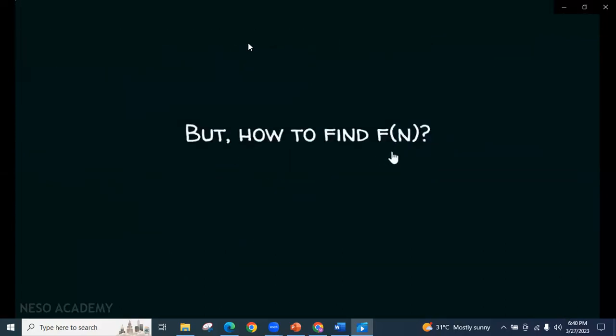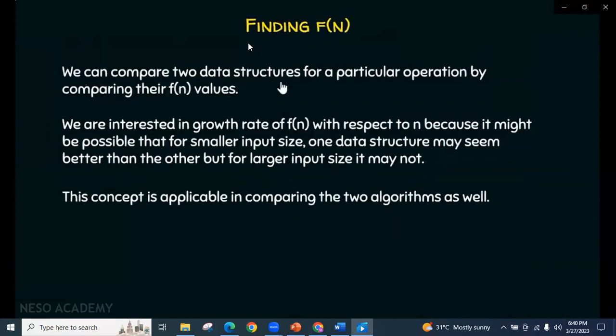But how to find f(n)? Finding f(n) in small programs is easy, but as programs become more complex, finding f(n) is not that easy. We can compare two data structures for a particular operation by comparing their f(n) values. We are interested in the growth rate of f(n) with respect to n. This is very important, because it might be possible that for a smaller input size one data structure may seem better than the other, but for a larger input size it may not.